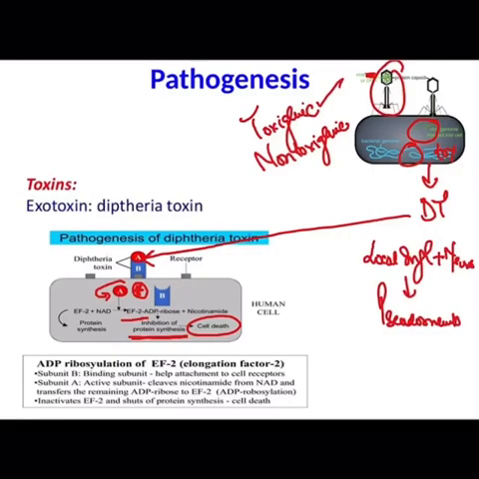If this extends into larynx or trachea, it can produce mechanical obstruction, respiratory tract obstruction. And if it penetrates deeper into pharyngeal wall, this toxin can be absorbed into bloodstream and there is toxemia. Now this toxemia has affinity to myocardium, to nerves, and we'll see what are the complications that can arise from this toxemia.